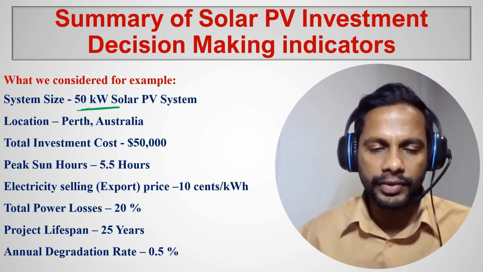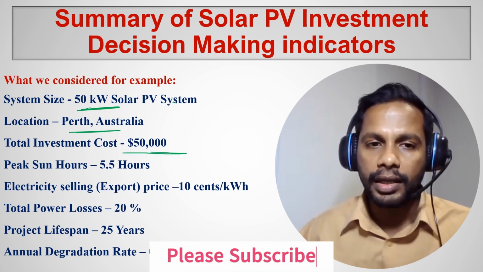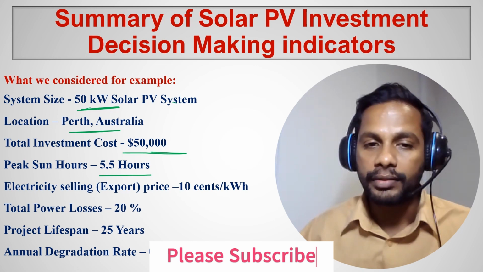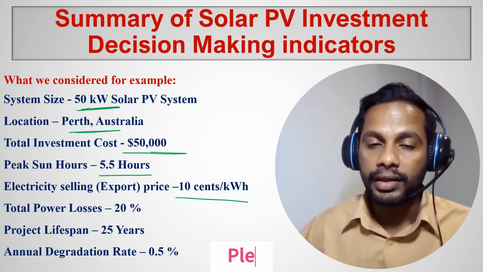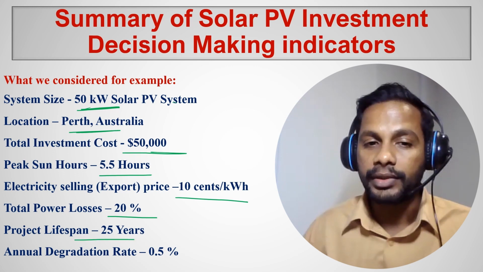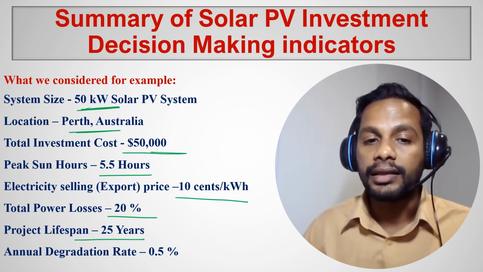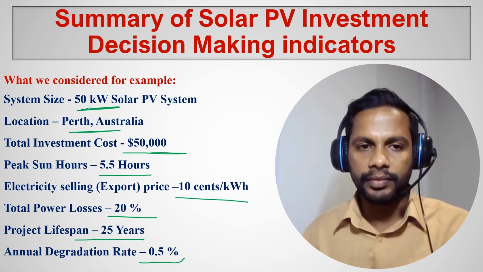A 50 kilowatt solar PV system, located in Perth, Australia, and the total investment cost is $50,000. The peak sun hours we took as 5.5 hours, and the export price, the tariff, is 10 cents per kilowatt hour unit. The total power losses we consider 25%, the lifespan of the project we consider 25 years, and the annual degradation is 0.5%. So these are the things we took.